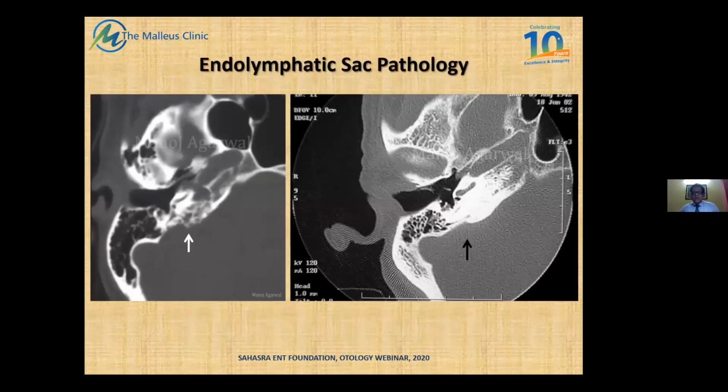Okay, coming towards the last few slides, I hope I finish on time. So this is an endolymphatic sac tumor.